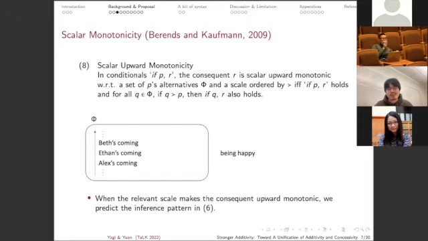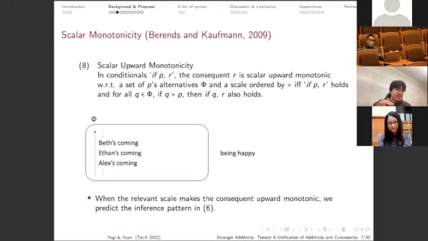Or we can translate it into another language, since we have some intuition that the more you like a person, the more likely you will be happy by that person's coming. If you like Alex less than Ethan or Beth, then you are more likely to be happy by Ethan's coming, right? So let's put the scale this way. We are not talking about the likelihood of the coming by itself. We are talking about the likelihood relative to the consequent always.